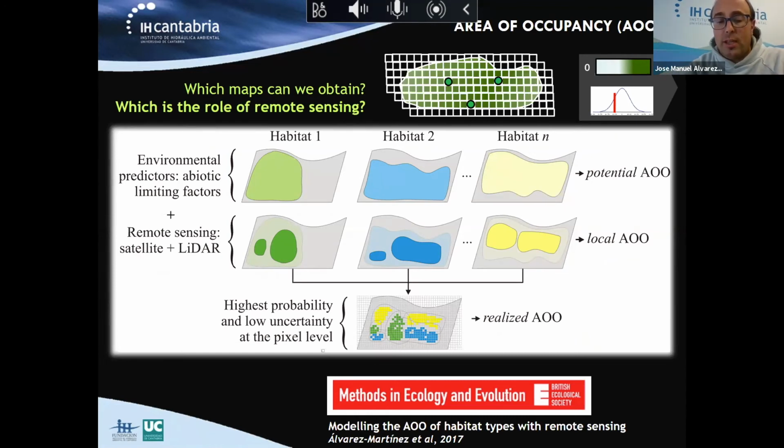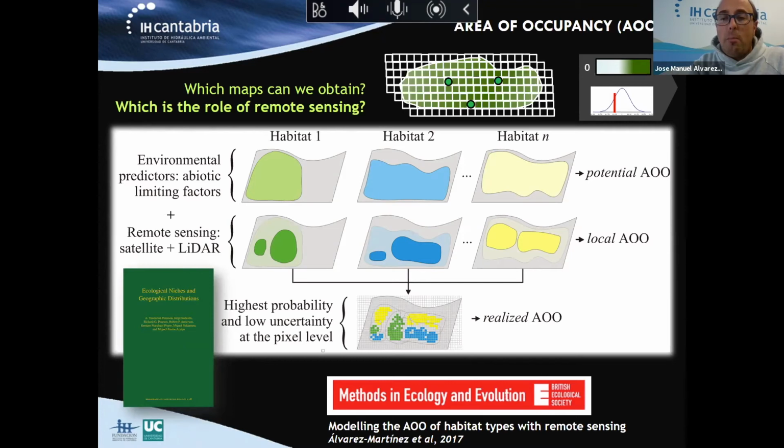But basically what we say is that when you model biodiversity, in this case vegetation or habitats, using only environmental predictors, you get potential distributions. You put the distribution of one species only with topography and climate, and you will have a potential distribution of that species. But when you include remote sensing, satellite information, and LiDAR, you do what in species distribution modeling we call the biotic niche reduction. So we put something potential into something real, something current, something local, okay?